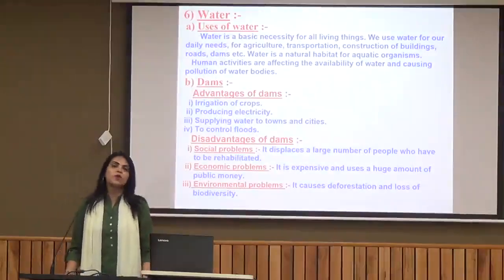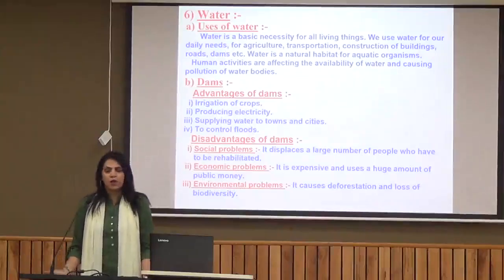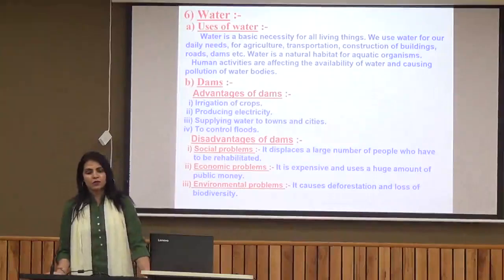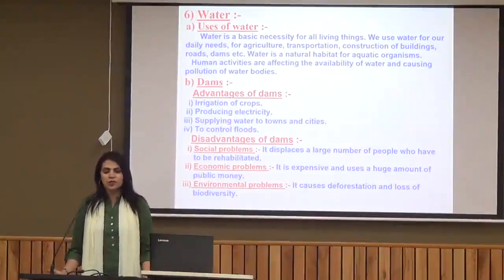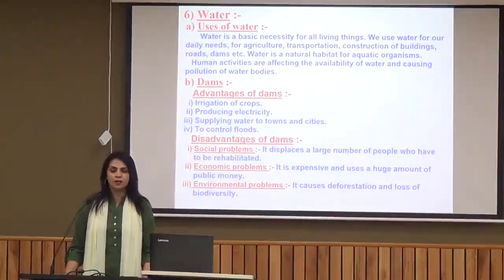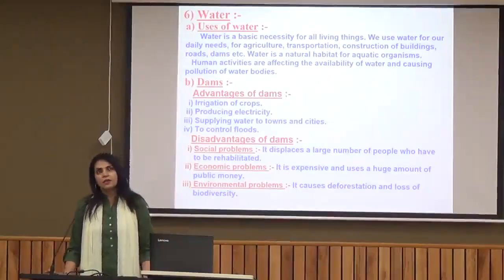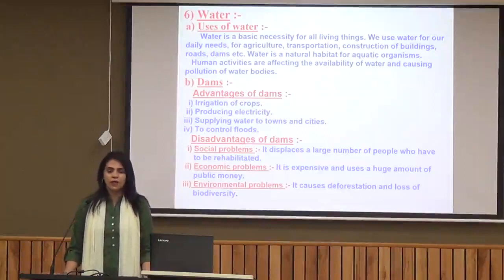First of all, we are going to talk about uses of water. We all are aware of how we use water. It is a basic necessity for all living things. We use water for daily needs, for agriculture, transportation, construction of buildings. It is a natural habitat for all the aquatic organisms. Human activities, it might be industrial waste, it might be any kind of activity, are affecting the availability of water and are also causing pollution to the water bodies.